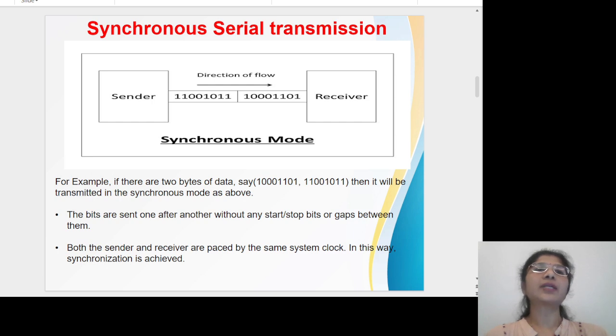Now, the next one is synchronous serial transmission. As the diagram shows, the synchronous mode uses a synchronization of bits, direction of flow from sender to receiver in a synchronized manner. The bits are sent one after another without any start or stop bits or gaps between them. Both the sender and receiver are paced by the same system clock. In this way, synchronization is achieved.